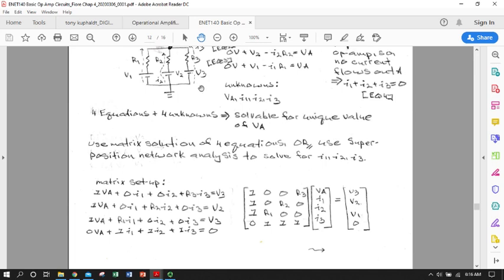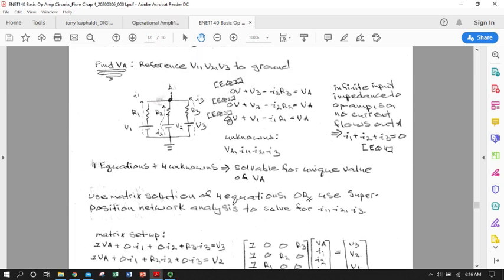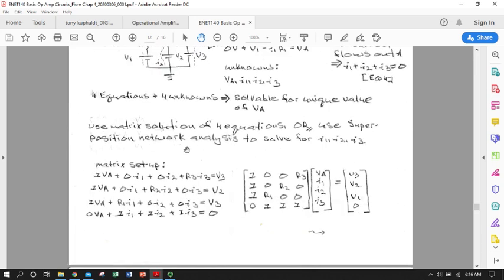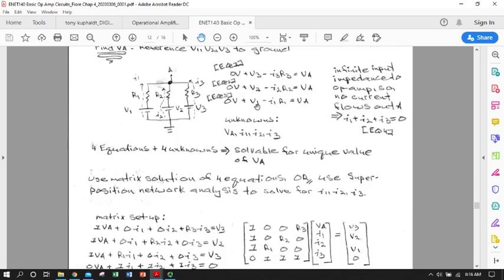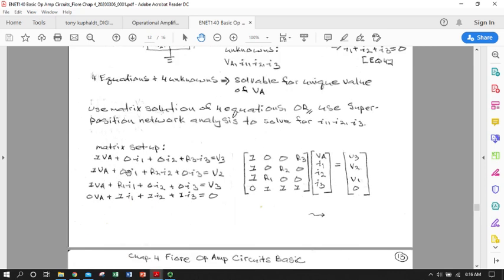It's called a matrix solution of linear equations. The way we do this is we write each one of these 4 equations such that each one of the variables has its own column. So I just rewrite them, and I get each of the unknowns in their own column.